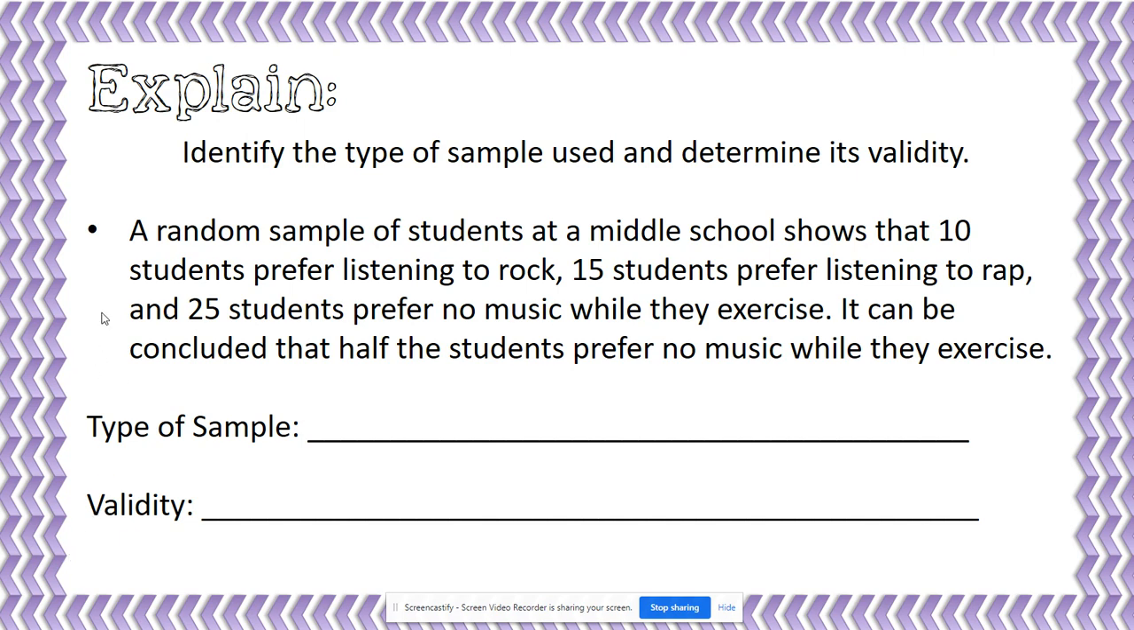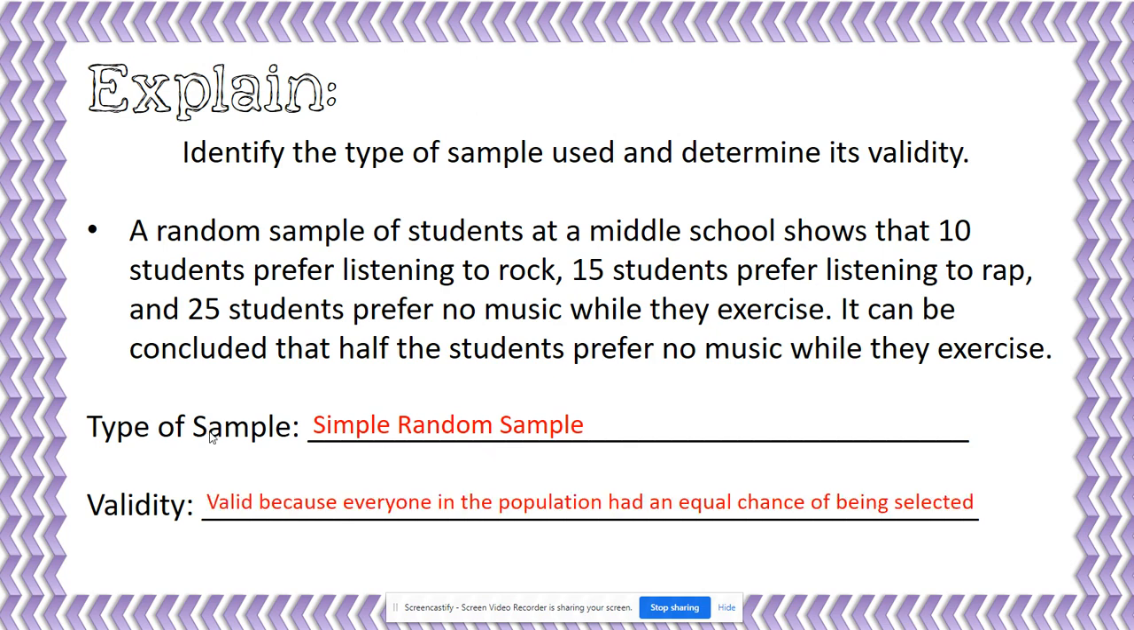I notice in this problem that it says that a random sample of students at a middle school shows, which means I have taken a simple random sample. Because my sample is random, that means that every student at the middle school had a chance to be selected. So they all had an equal chance, which means this would be a valid conclusion. Because the conclusion they make, which was half the students prefer no music while they exercise, was based on a simple random sample, I can say that their conclusion is valid.